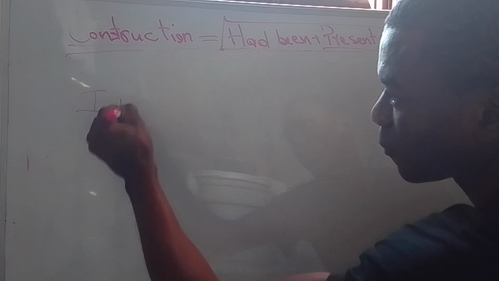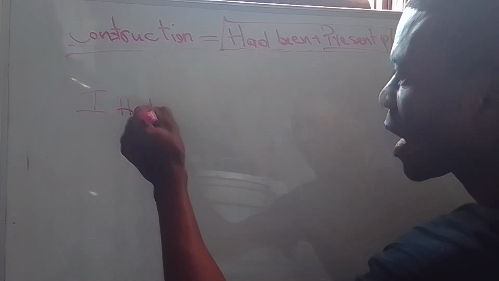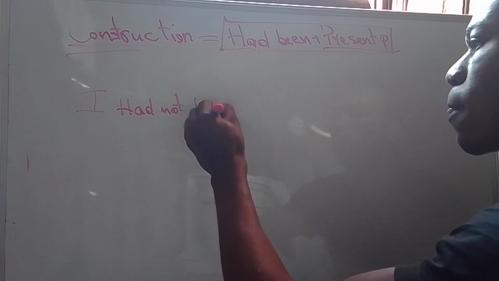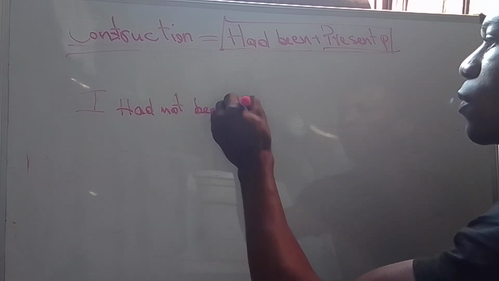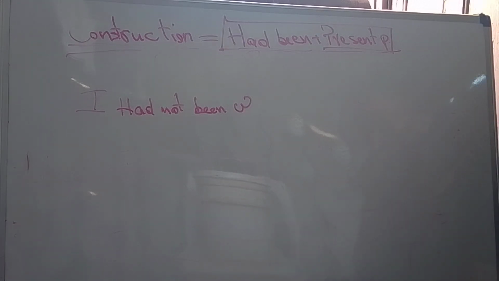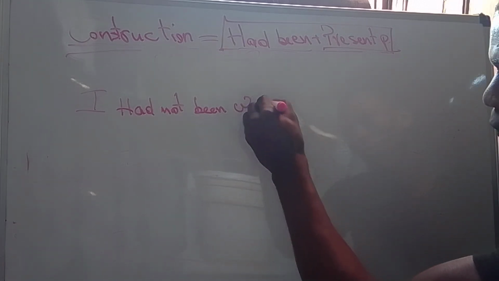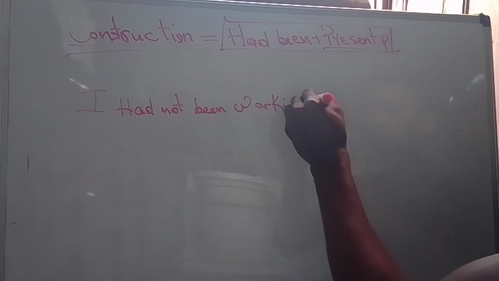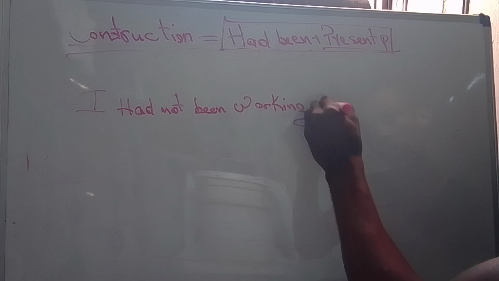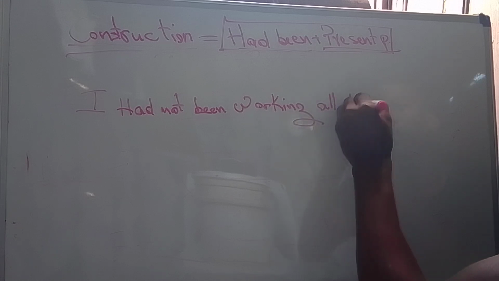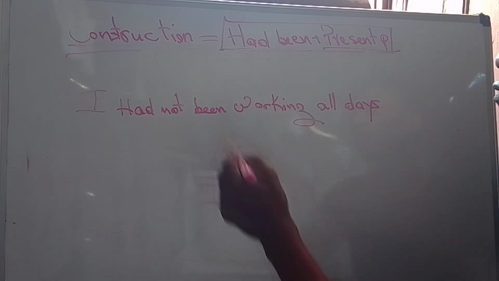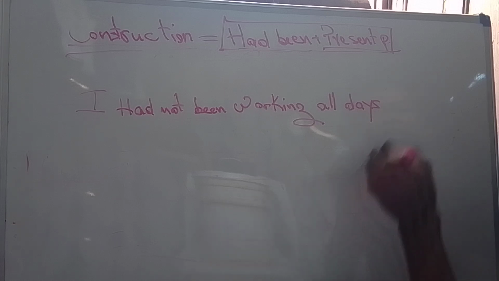Okay? So let's see some other example. I had not been working all days. I had not been working all days. That's the negative form, guys. That's the negative, okay?